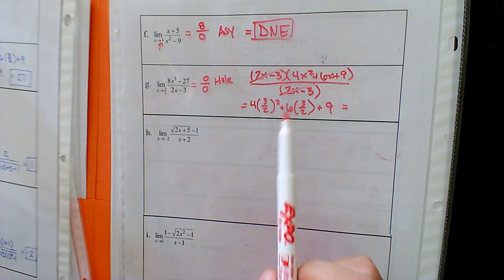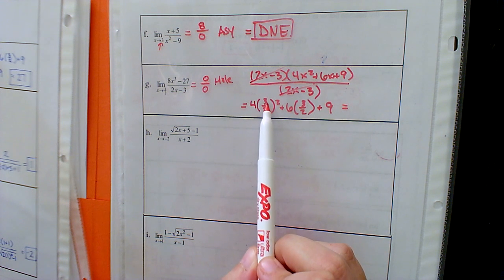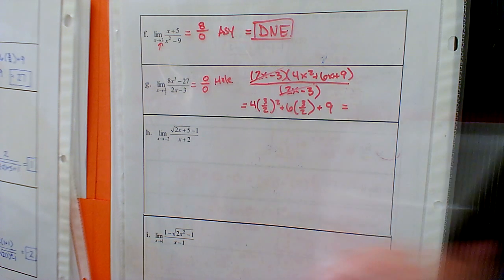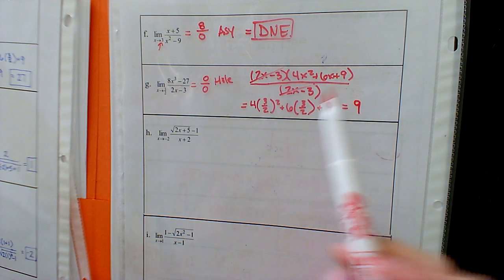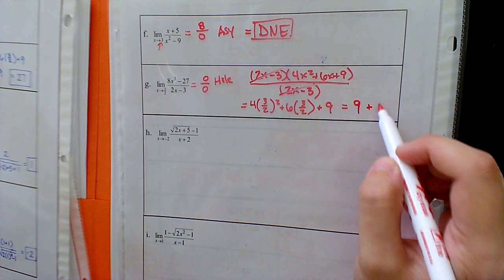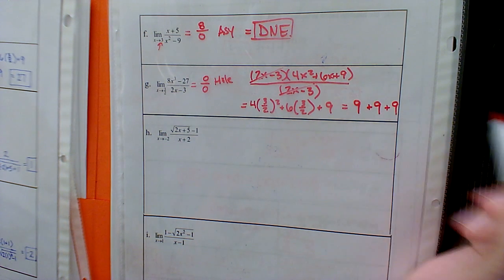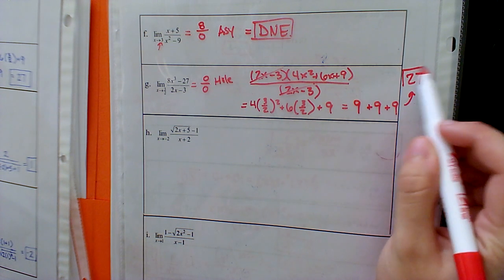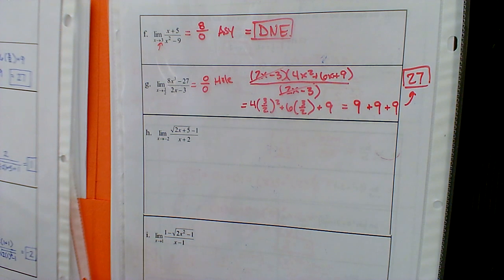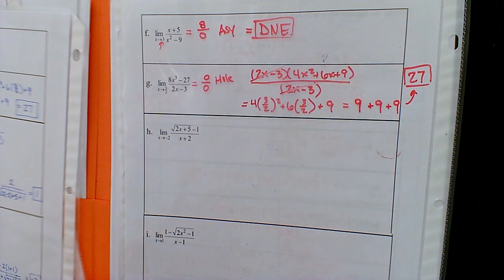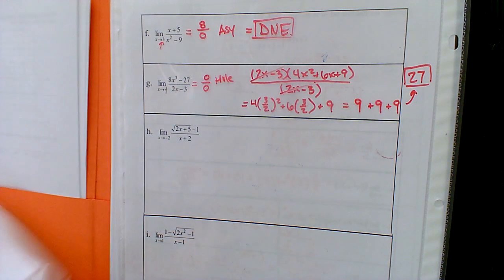Okay, so let's see. If we square 3 halves, that would be 9 over 4. Times 4 would cancel out the 4, so we're left with 9. 6 times 3 halves would be 18 over 2, but that's 9 again. And we have the plus 9 on the end. So it looks like our limit, our height of the hole, is 27. A little tricky factoring, again, not very common, but in case you do see it, I just wanted to pop that up.